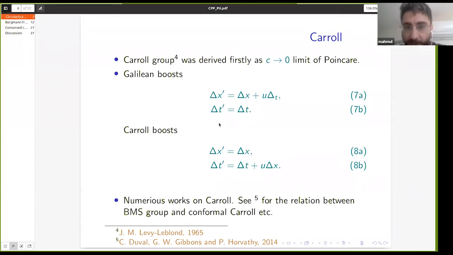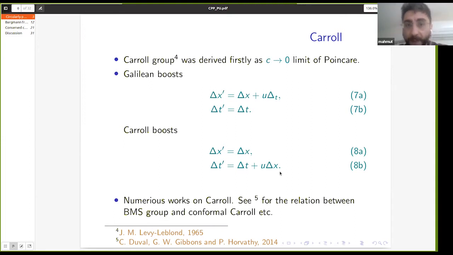But you see, there are no boosts in the x coordinates, but there is a boost in the time. Therefore, it is a strange kind of transformation. It defines a strange kind of metric. Okay, it is a degenerate metric, and it is very interesting. There are a lot of works on Carroll.